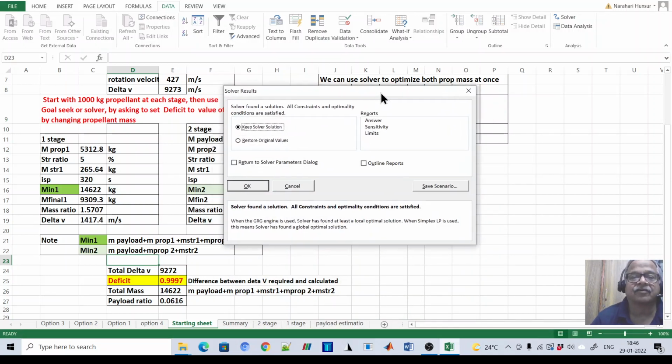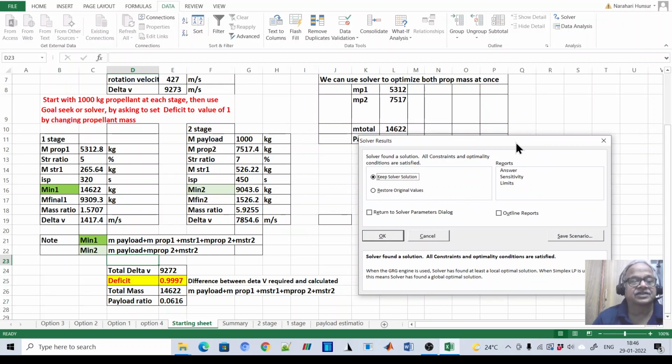So Solver has found a solution which says that the propellant mass of the first stage is 5,300 and the second stage propellant is 7,500, and I get, of course, the velocity I need, the delta V of 9,272. And now the total mass, as you can see, is even less than when I changed only the second stage, about 14,622. Okay, so now let's summarize the stuff.